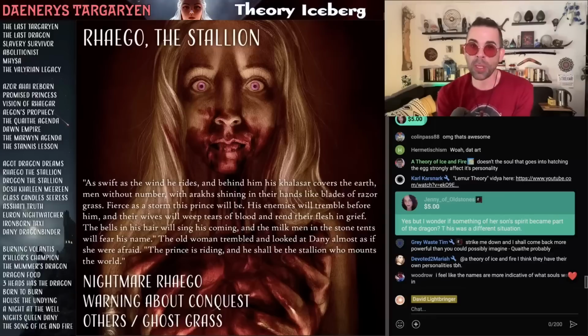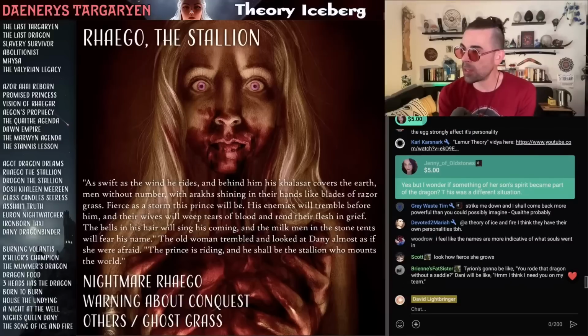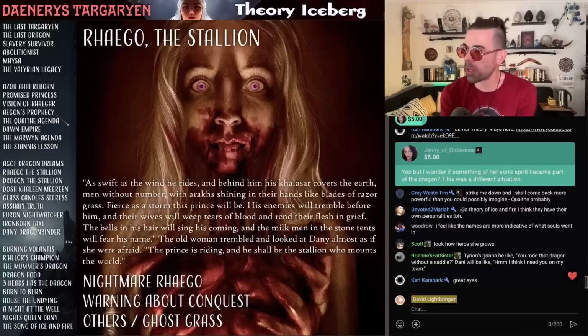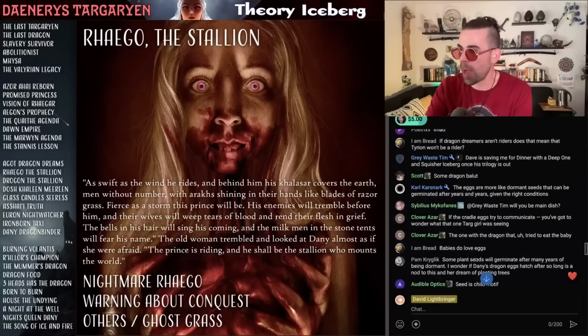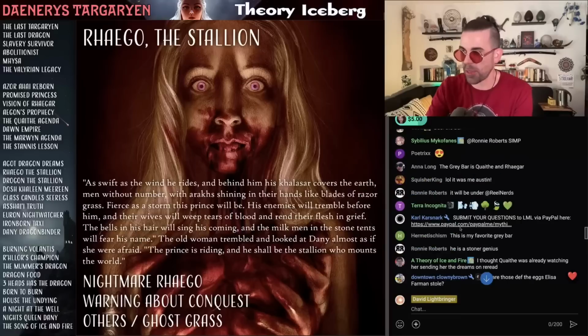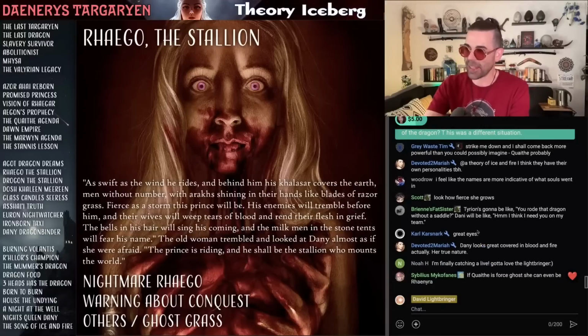And I'll just go ahead and read this passage, because it's quite the passage. The wording is important. Jenny says, "Yes, but I wonder if something of her son's spirit became part of the dragon." You mean Rhaego? I do think it's possible that Rhaego's spirit went into the dragon. I think it's possible Drogo and Mirri Maz Duur and Rhaego all got stuffed into dragons. Absolutely. I think that's possible.